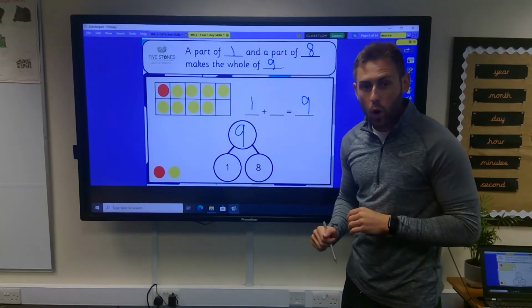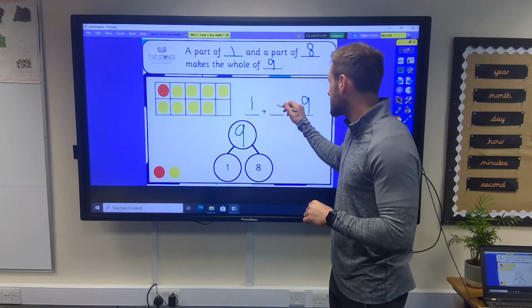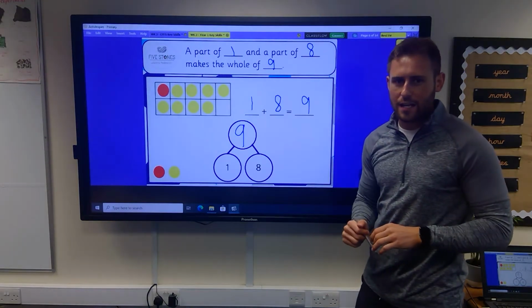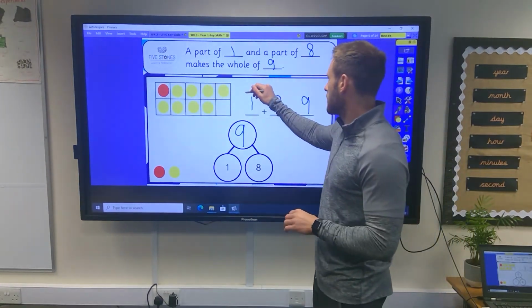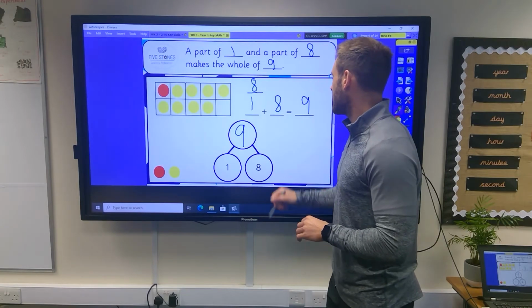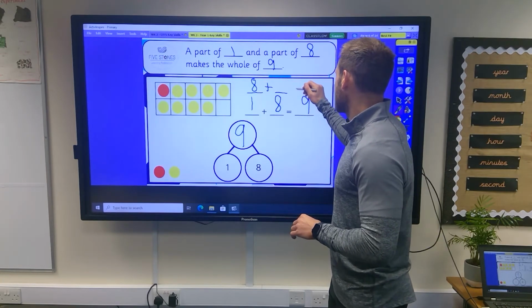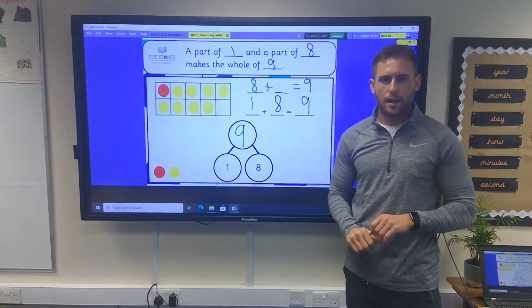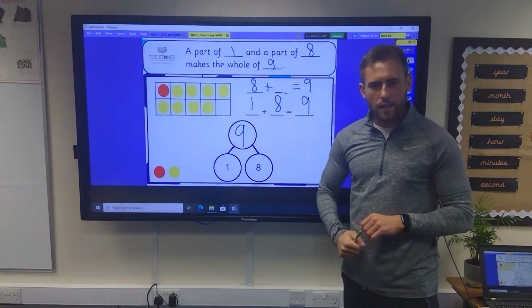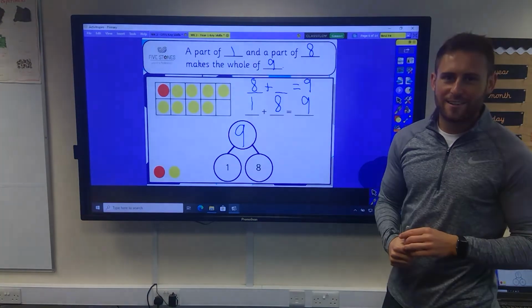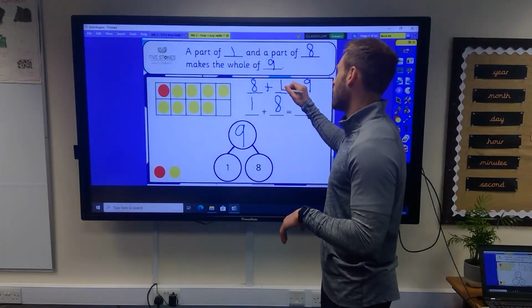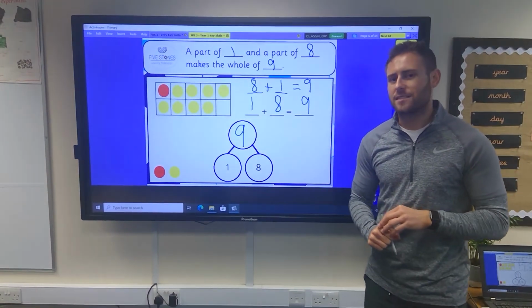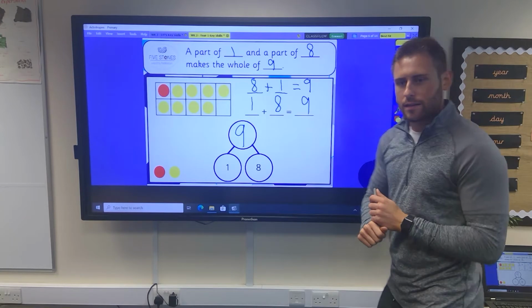So if I have 1 and add the other part of 8, we are going to equal the whole of 9. So I wonder, if I started with that part of 8 and I added something else, how might I get to that whole of 9? This time I'm starting with the part of 8, and you're right, I just need to add the part of 1 to get me to that whole of 9. So good spotting patterns with those relationships there.